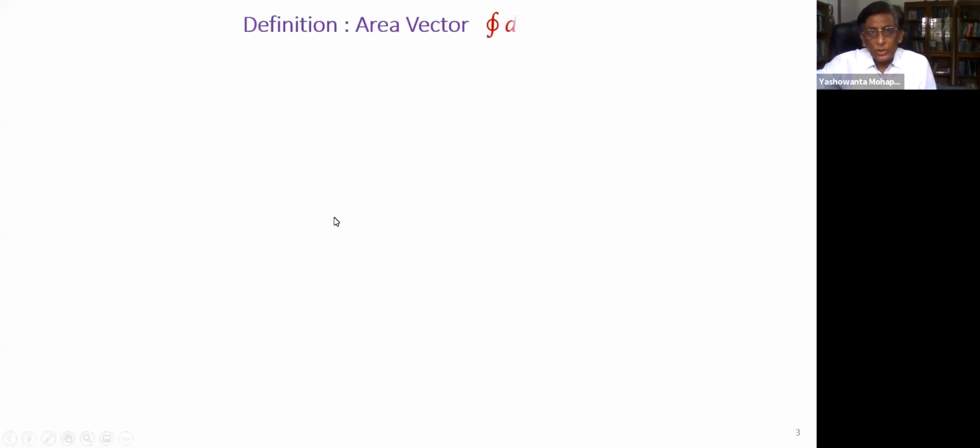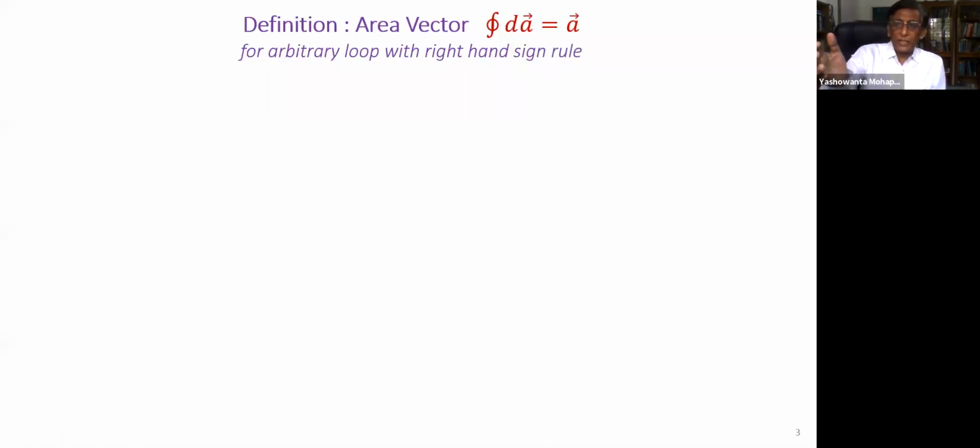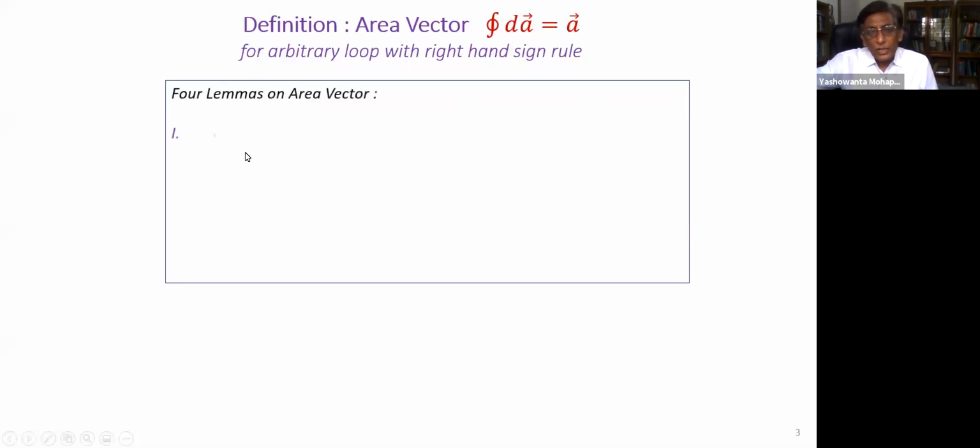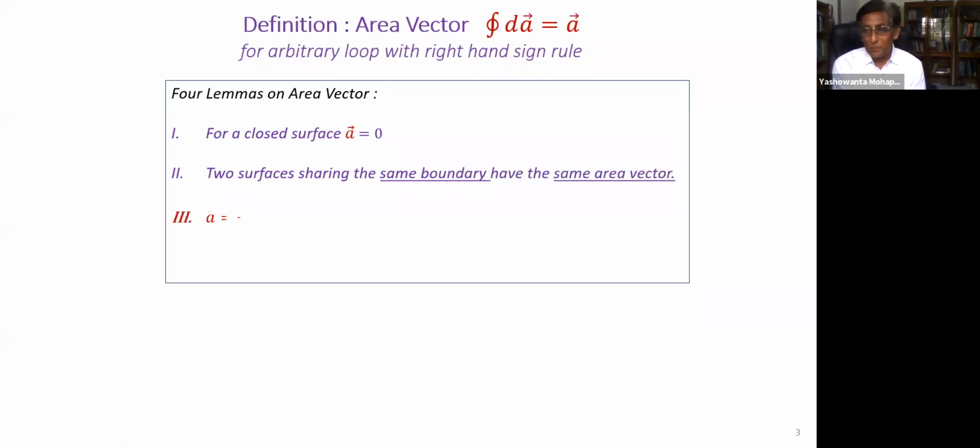So we will look at the area vector for an arbitrary loop with the right hand thumb rule. When you are saying a vector, we'll always use the right hand thumb rule for any area. So this is about the area vector. I'll first prove very simple results, which I'll call lemmas, as mathematicians call them. There are four lemmas on area vector.